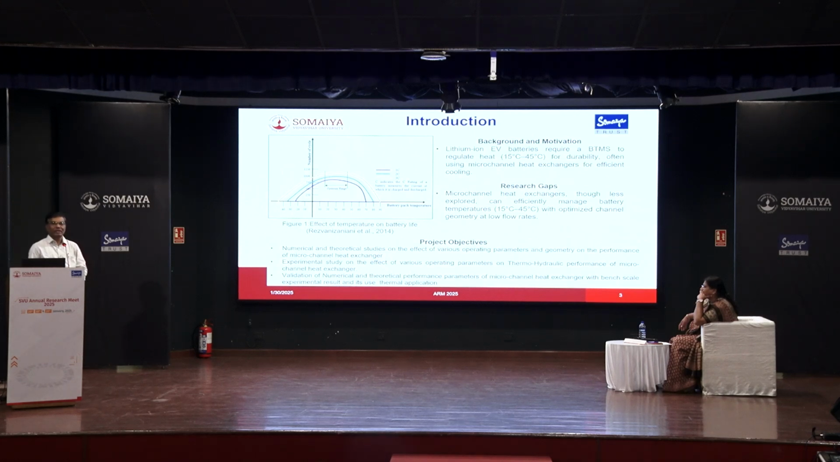Hence, the answer to this will be a compact heat exchanger, a microchannel heat exchanger, whose tube diameter or flow area diameter is less than 1 micrometer. And taking this concept into picture, we have finalized three objectives. First, numerical and theoretical investigation on performance of a microchannel heat exchanger. Then the development of an experimental setup for analysis of performance parameters of the heat exchanger, which are effectiveness and pressure drop. And third, we are going to validate the numerical theoretical data with respect to the experimental values.